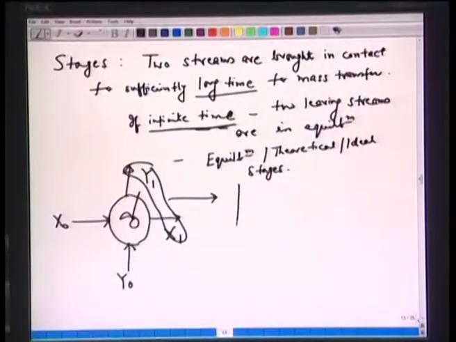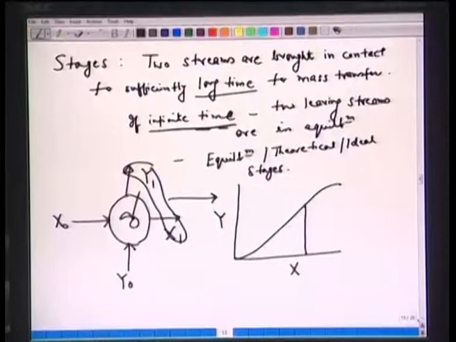So, we can take the equilibrium curve like y versus x, and we can say that x1 and y1 are on the equilibrium curve. So, this would be y1 and this would be x1. Okay. So, this is the meaning of equilibrium.